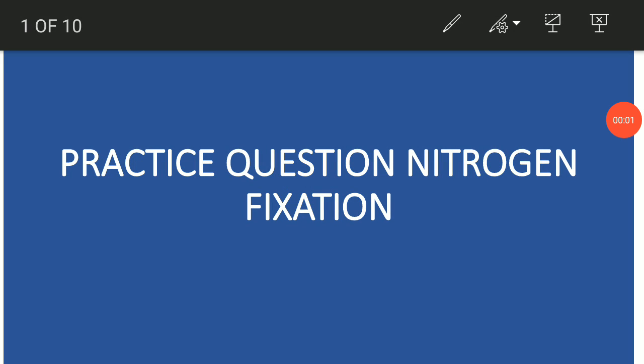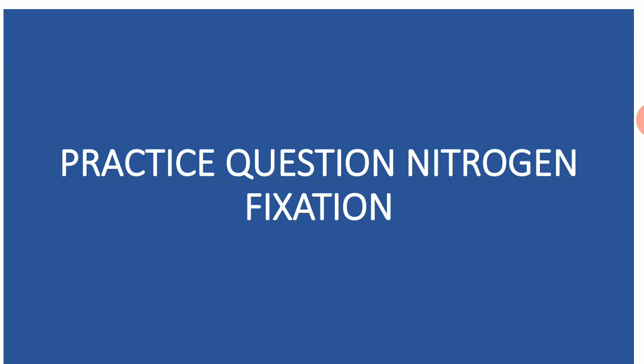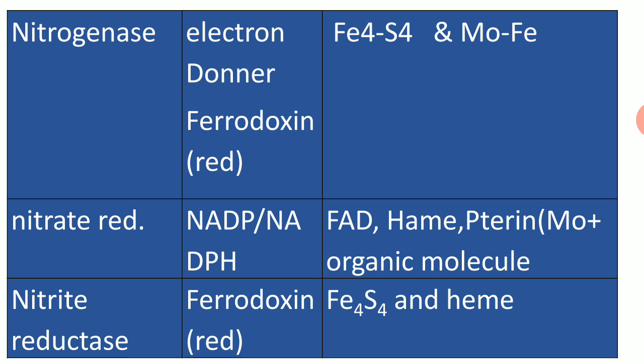Dear friends, I will discuss some of the questions of previous years regarding nitrogen fixation in the NET examination. So, first is this material. These are the enzymes and their electron donor. For nitrogenase, the electron donor is reduced ferredoxin, and nitrogenase has Fe4S4 and MoFe. Basically, the structure of nitrogenase is very much like the nitrite reductase.